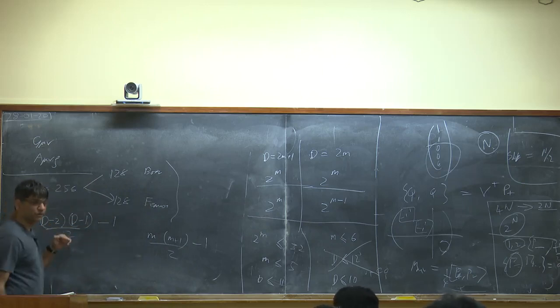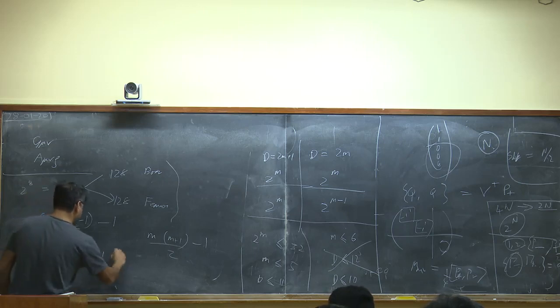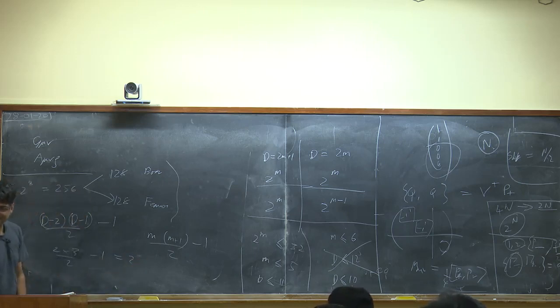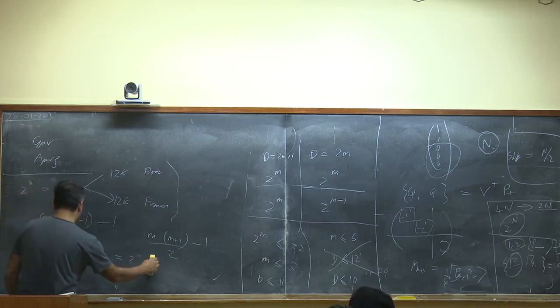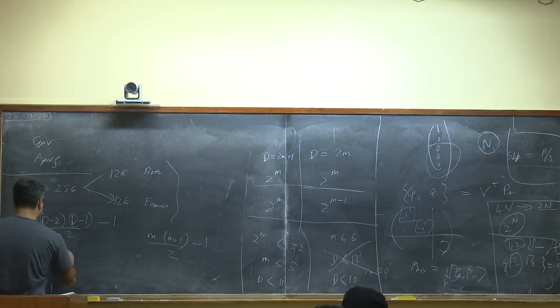Okay, let's check in D equals 4. In D equals 4, we'll get 2 into 3 by 2 minus 1, just 2, which is good. Let's check this now. So we're in 11 dimensions. So this is 9 into 10 by 2, so 45 minus 1, so 44, good. So we've got gravitons equal to 44.